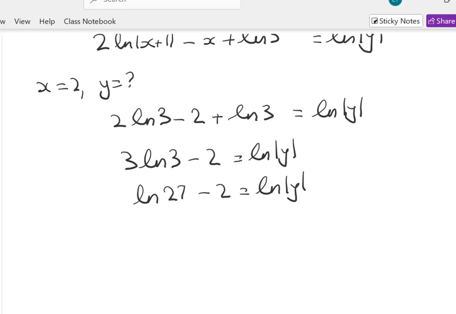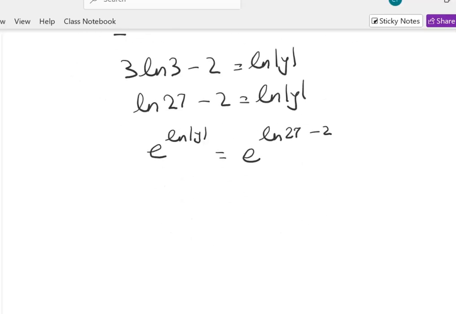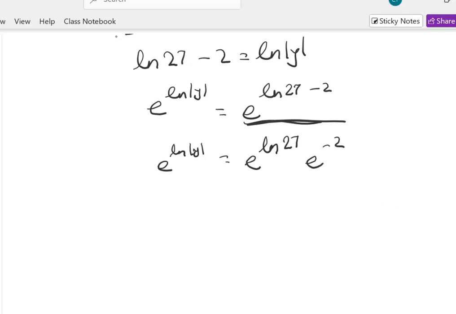And now to get the y value, we'll do e to the ln y is equal to what? What have we got? e to the ln of 27 minus 2. I'm going slower than many of you will have gone in the exam, just to make sure that people watching next year can see all of the steps. So we can split this up into e to the natural log of 27 times e to the negative 2. And I'm getting 27 e to the negative 2.